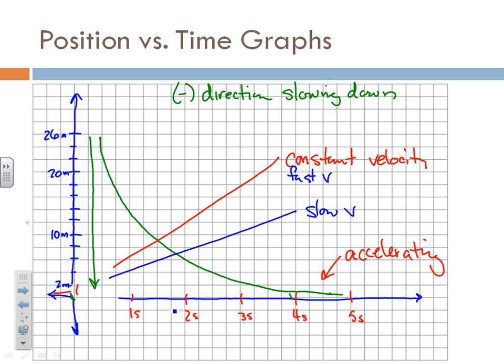And when you're accelerating, depending on the shape of that graph, you might be moving in the positive or negative direction and speeding up or slowing down. You want to be careful, because what's happening on those graphs is that the slope is changing, and it's either getting steeper or getting flatter, and that's going to tell you whether it's getting faster or slower.